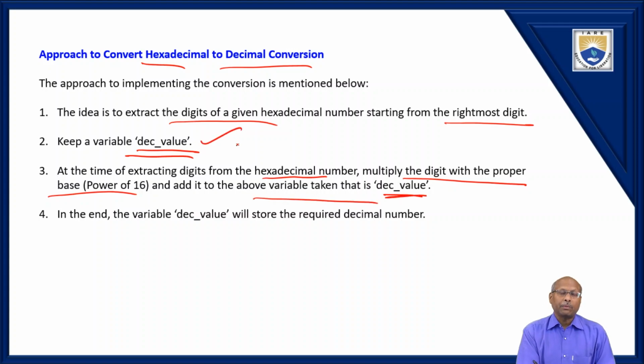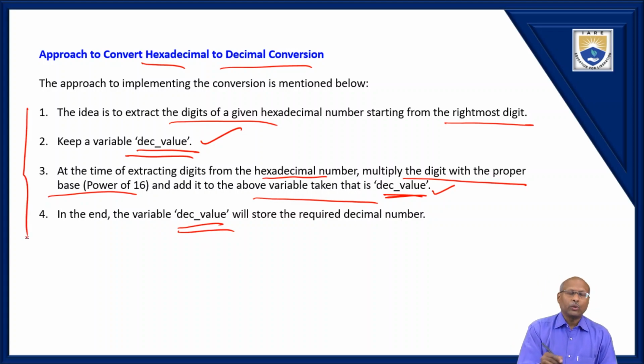Repeatedly you get a digit, multiply with its base and store it in the variable. When all the digits are multiplied with the base and stored, you will get the final answer. At the end, you will get the corresponding decimal value. So this is the approach you have to follow.